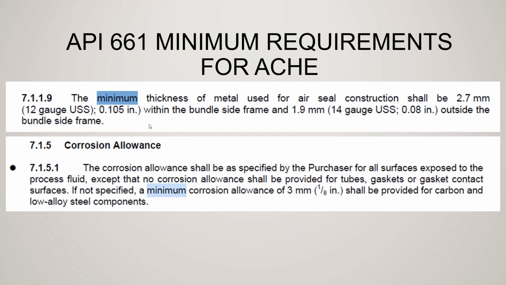And next, the corrosion allowance. Corrosion allowance has to be specified by the purchaser, and in case the purchaser has not specified, the minimum corrosion allowance is 3 mm for carbon and low alloy steel, and mostly for stainless steel it is not considered, it is 0. However, no corrosion allowance may be considered for tube gaskets and gasket contact surfaces.